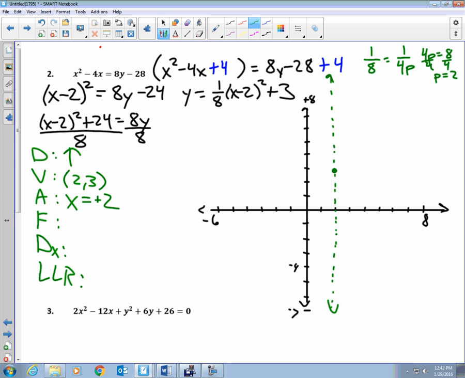That helps me make the number of tick marks I needed. If p is 2, that means I move 2 units in the direction for the focus. So because it is up, I move 2 units up. That's my focus. This is my vertex. What is the location of my focus? 2, 5. What do I do for the directrix? 2 units down. Is the directrix a point or is it a line? Is it parallel to the axis of symmetry or perpendicular? Good job.